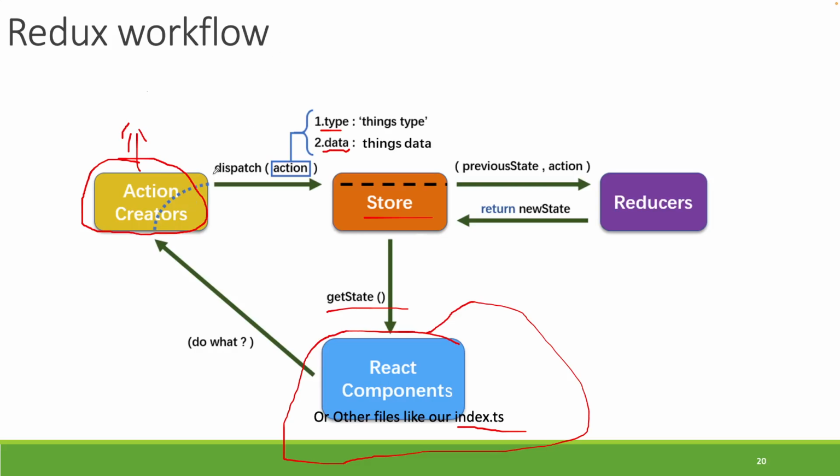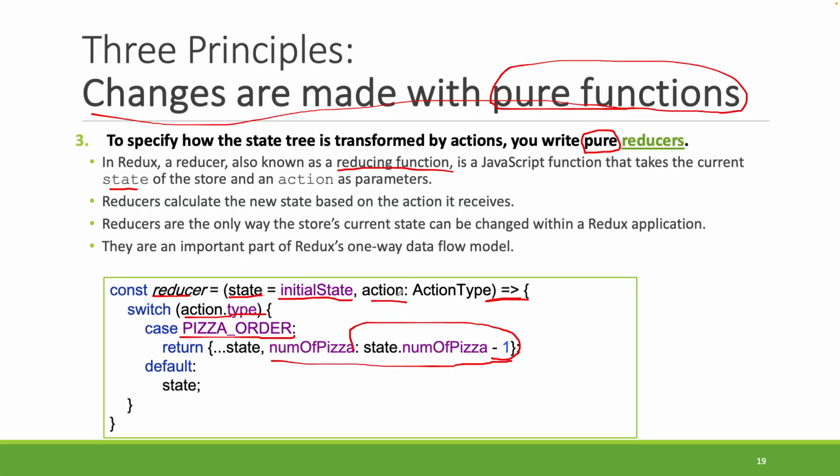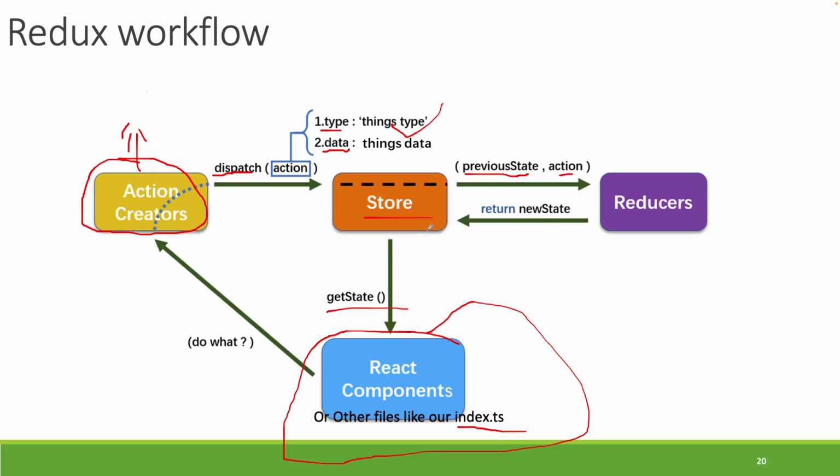And then I want to make a change, right? When we make a change, we have to dispatch. Dispatch what? Dispatch an action, okay? This is the object created by this action creator. Then what does the store do? The store will call the reducer. The reducer will get the previous state, which is the current state, and this action. Then the reducer, based on the function we wrote, is going to generate a new state, okay? That is the workflow of Redux.